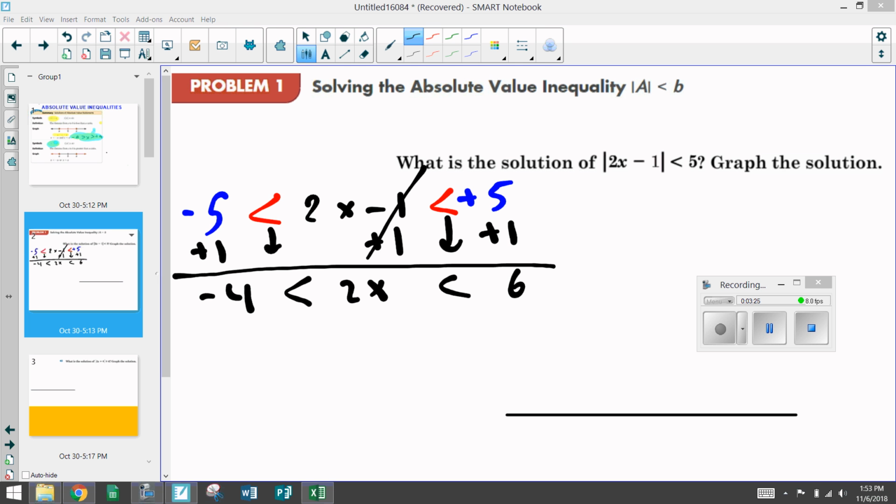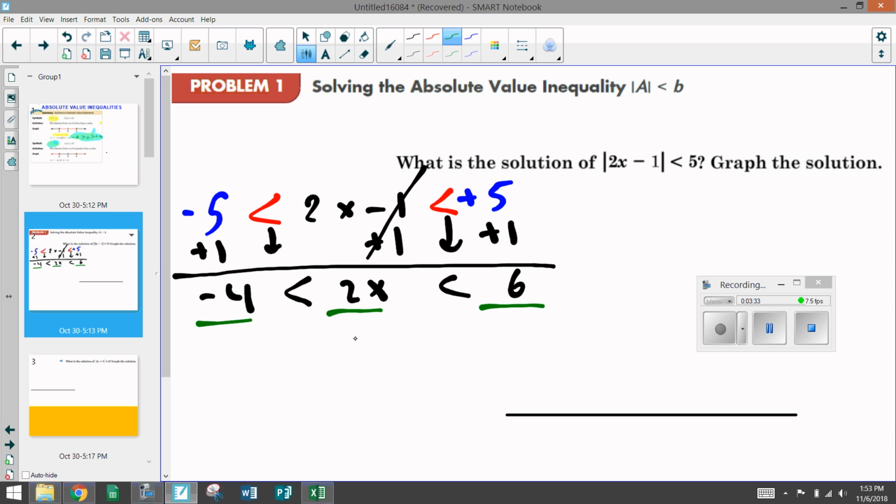What is next? Divide by 2. Yes, good job, Lauren. Not both sides, all sides. Divide everywhere by 2. So what we're going to get, simplify: -2, keep the signs as they are. And what is this? 3. So we solved it.